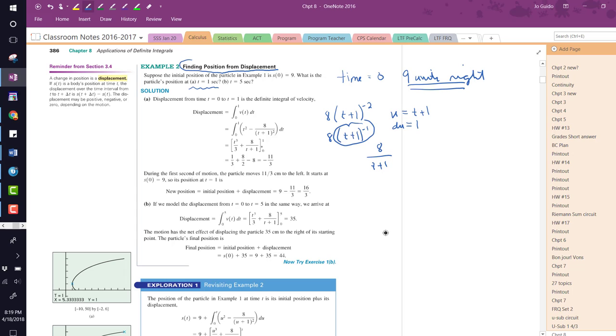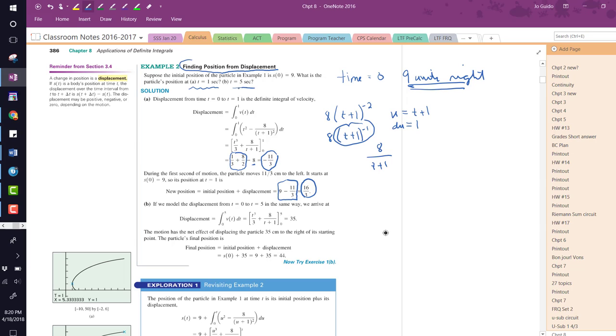So if you substitute 1 into this and then subtract what you get when you substitute 0 in, this right here is the 1 part of that, and then the 8 is the 0 part. And so the displacement is negative 11 over 3. But remember, our particle was already at 9. So if we add our 9 and our negative 11 over 3, our particle's at 16/3, right?